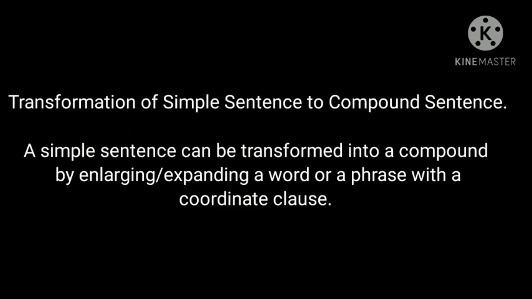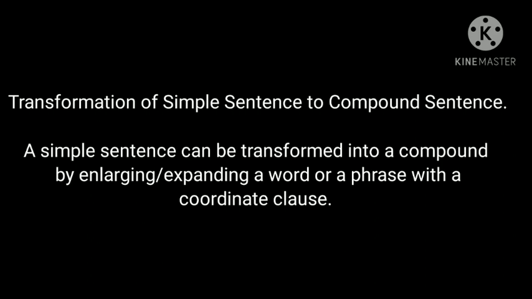Now, how to transform a simple sentence into a compound sentence? As we know, a simple sentence contains one independent clause with one subject, one finite verb and a predicate. And we have to convert this into a compound sentence which contains two independent clauses, two subjects, two finite verbs, two predicates and a coordinating conjunction. So, a simple sentence can be transformed into a compound sentence by enlarging a word or a phrase given in the simple sentence into a coordinate clause.